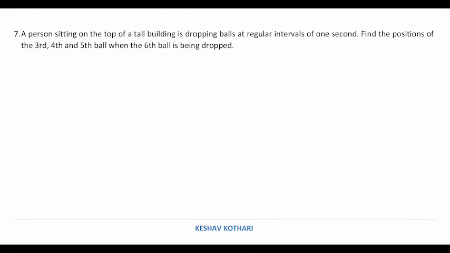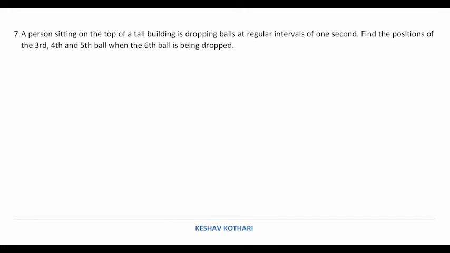A person sitting on the top of a tall building is dropping balls at regular intervals of 1 second. Find the position of the third, fourth and fifth ball when the sixth ball is being dropped. So the question is asking, when the sixth ball is being dropped, you need to determine the position of the third, fourth and fifth ball.